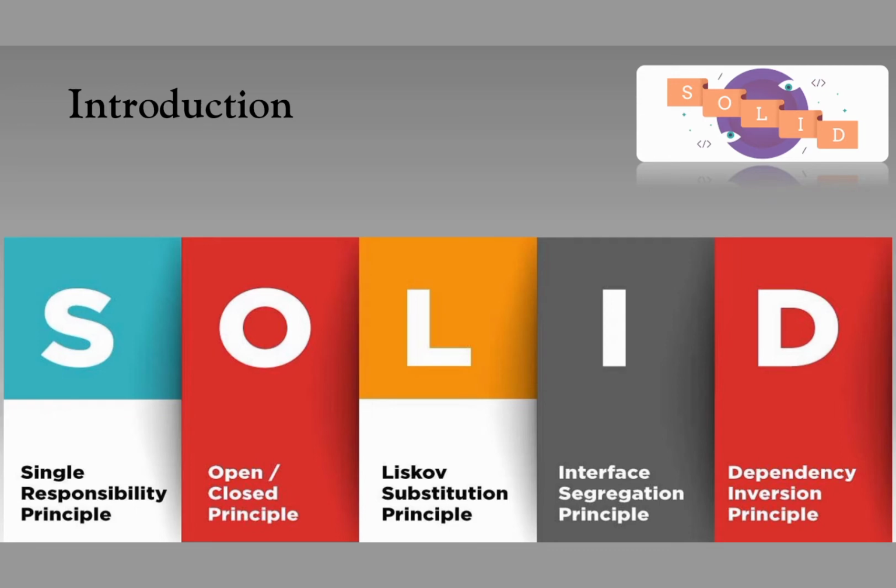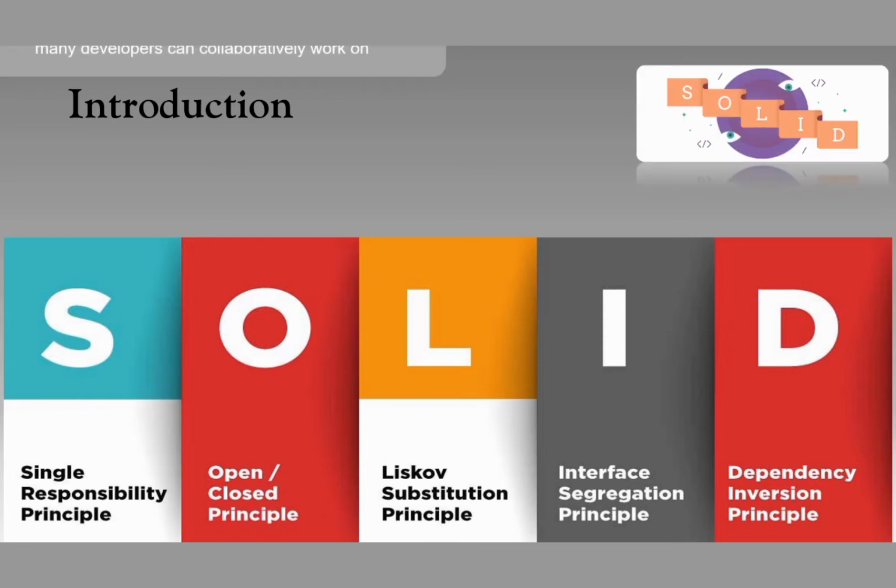The SOLID principles were introduced by the famous computer scientist Robert J. Martin in 2000, but the SOLID acronym was introduced later by Michael. In the SOLID acronym, the S stands for single responsibility principle, O for open closed principle, L for Liskov substitution principle, I stands for interface segregation principle, and D stands for dependency inversion principle.